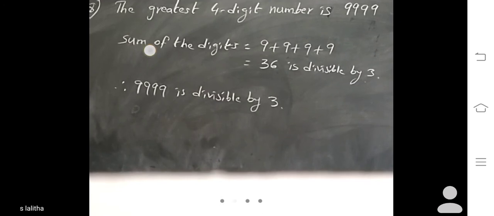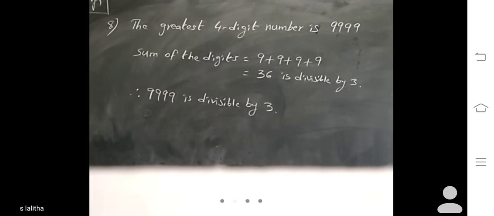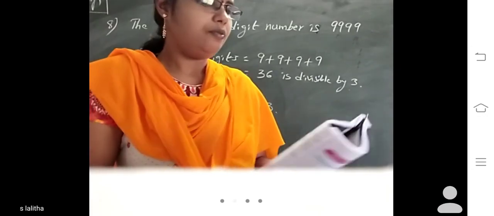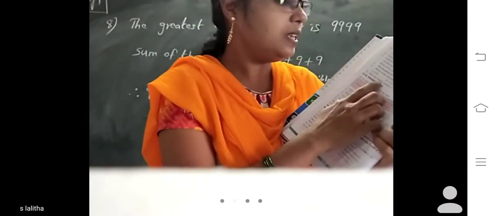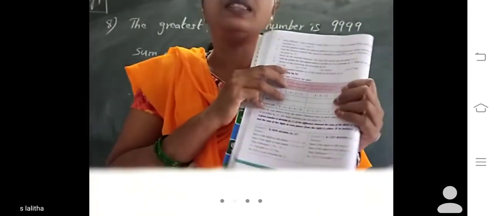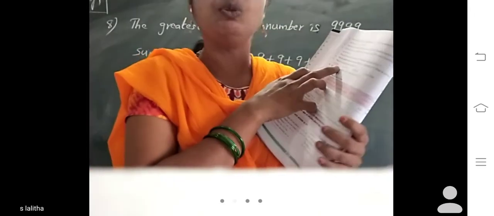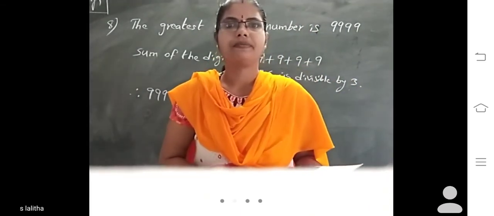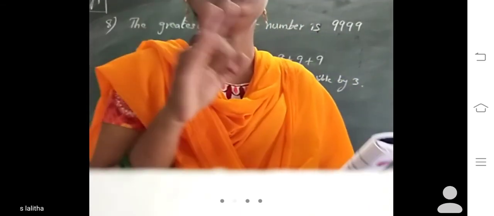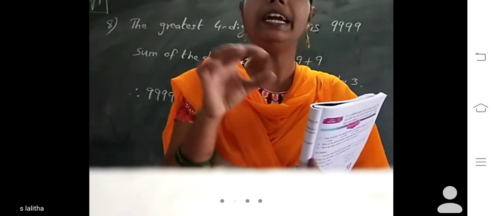Next problem is which of the following are divisible by 8? Here 4 numbers are given. You have to check which of these numbers are divisible by 8. What is the rule for divisibility by 8? You have to check the last 3 digits, whether the 3 digits are divisible by 8 or not. Then the whole number is divisible by 8.